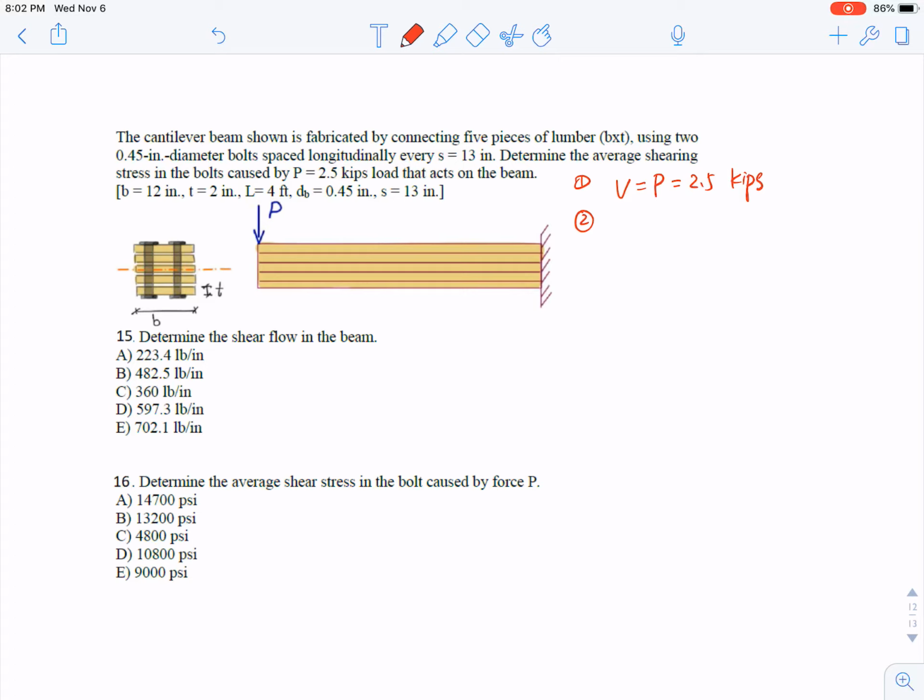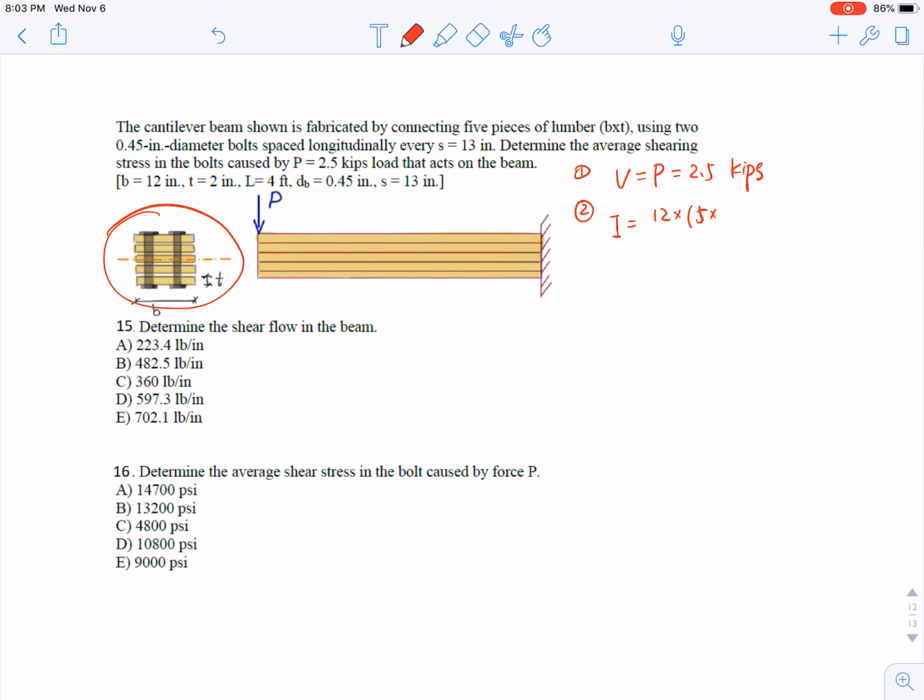We will determine the I. Right, the overall cross section is shown here. Our I can be calculated by BH cube over 12, right? In this case, the B is 12, and the H is 5 times T, so you have 5 plates together. So 5 times 2 cube over 12. So that is 1,000.